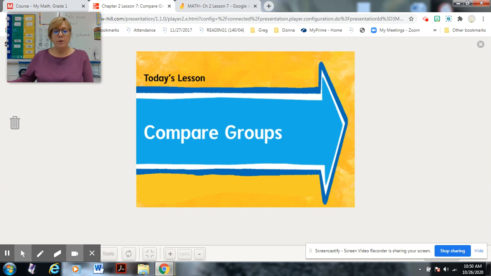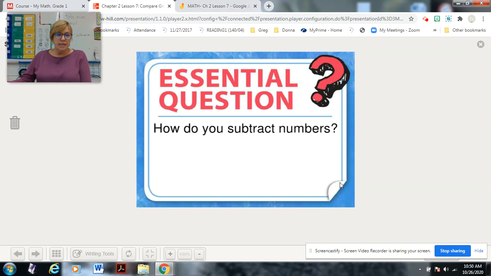So today's lesson is going to be about comparing groups, okay? So we are going to compare some groups, and the essential question, as I like to remind everybody every day, is how do you subtract numbers? So believe it or not, when you are subtracting, you really are comparing groups, okay?